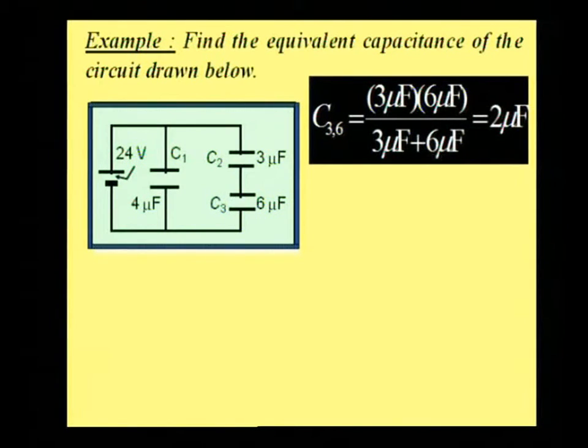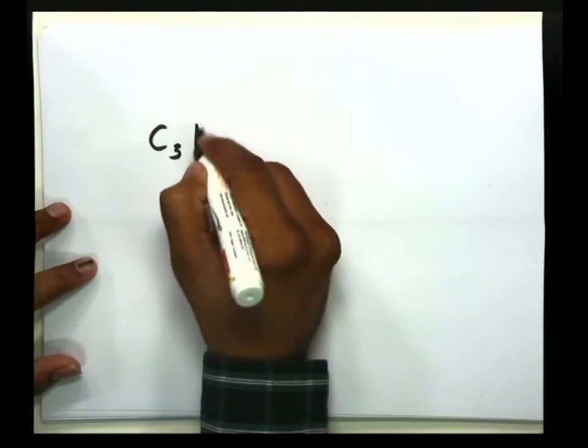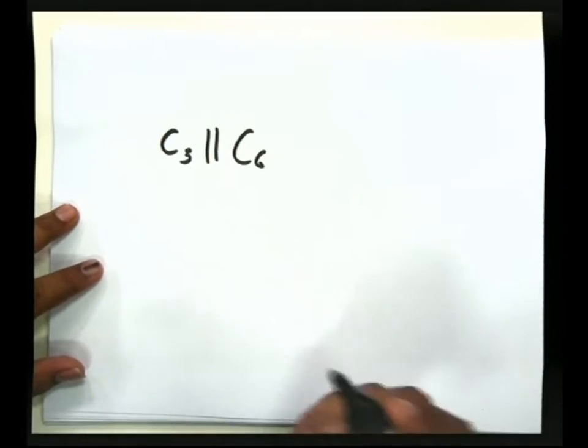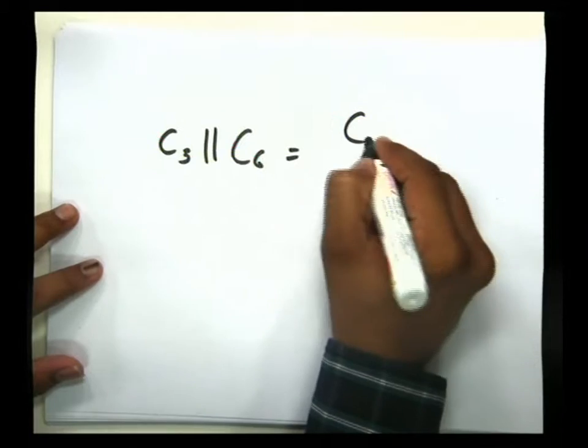First of all, for C2 and C3, 3 and 6, we find the capacitance as 3 microfarad into 6 microfarad upon 3 plus 6. 3 and 6 are in series, so 3 into 6 upon 3 plus 6, giving 2 microfarad.